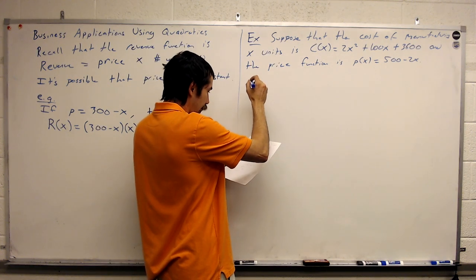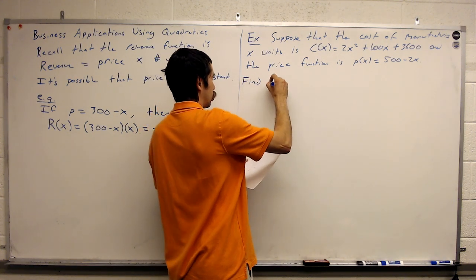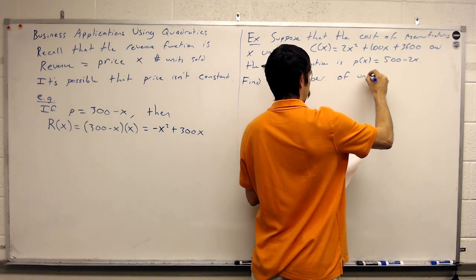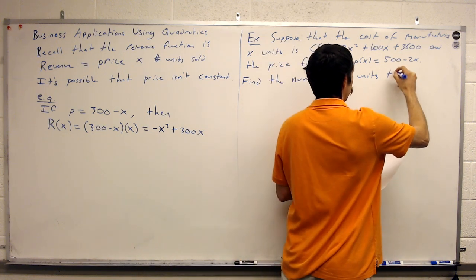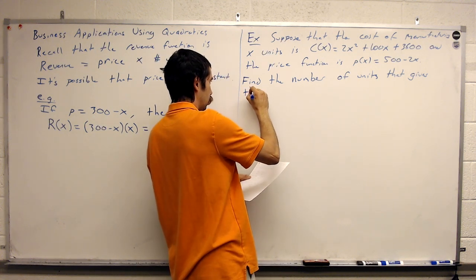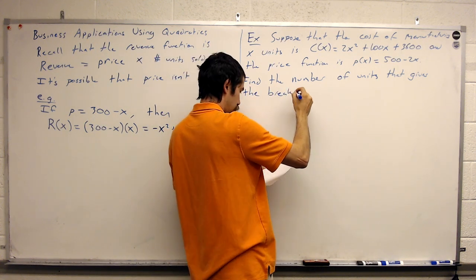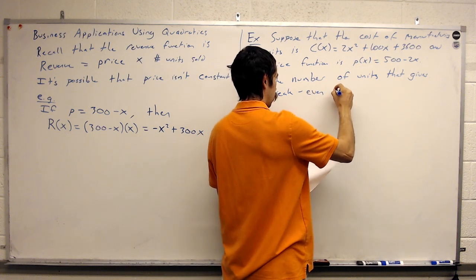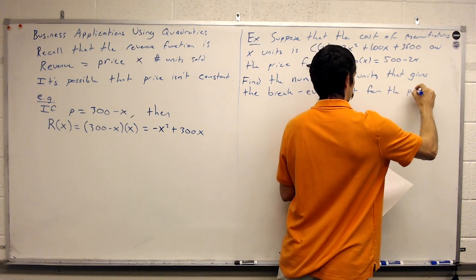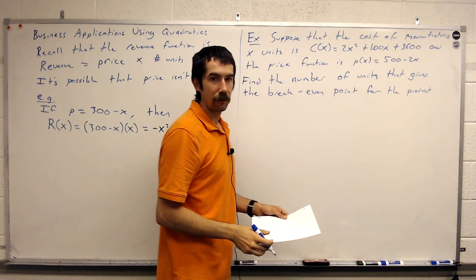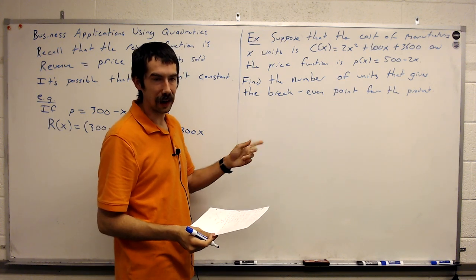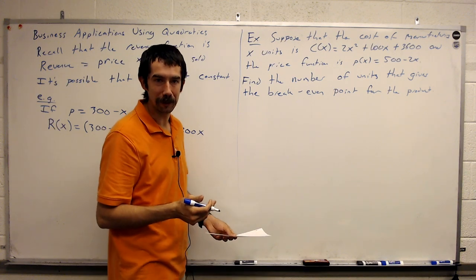So what we want to do is find the number of units that gives the break-even point for the product. All right, so pause the video, try this on your own. And then when you're back, we can work through it together.